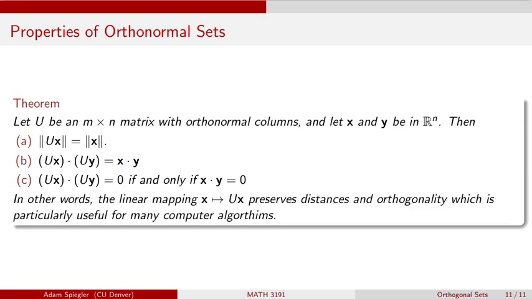So to summarize what is particularly nice about orthonormal sets, if we construct a matrix U from those set of column vectors, then multiplying any vector x by this matrix U is going to preserve distances, and it's also going to preserve orthogonality. And these are really, really nice properties when you start to get into looking at computer graphics and other computer algorithms.